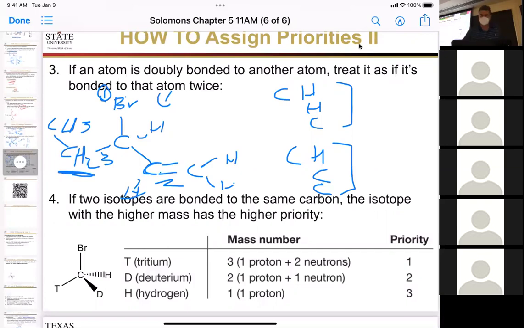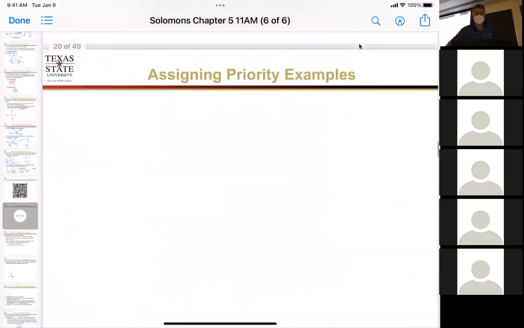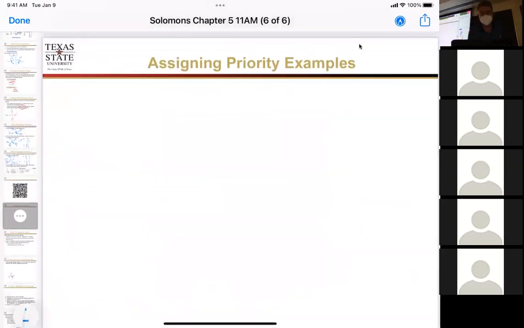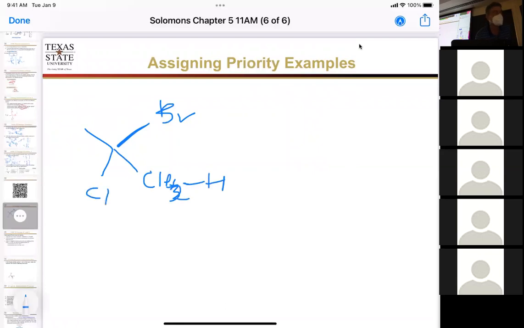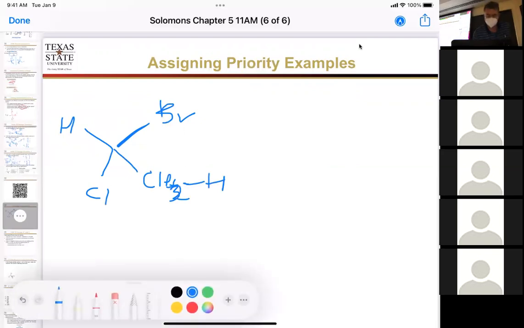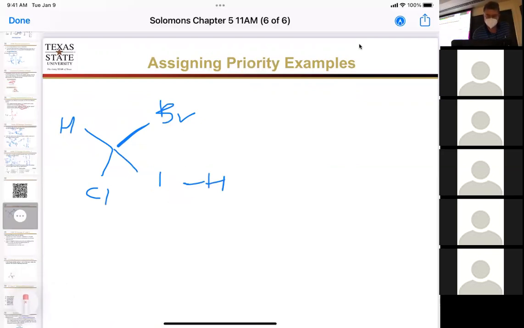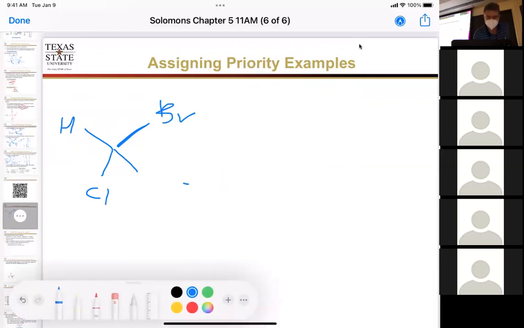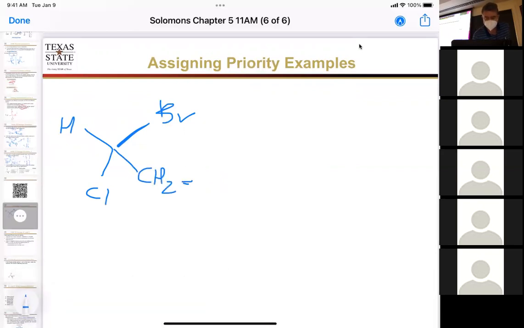So let's assign some priorities. Okay, let's do bromine, CH3, CH2 iodine, chlorine, and hydrogen. All right. CH2 iodine. Okay. All right. So iodine's the heaviest one there, so it's priority 1, right?